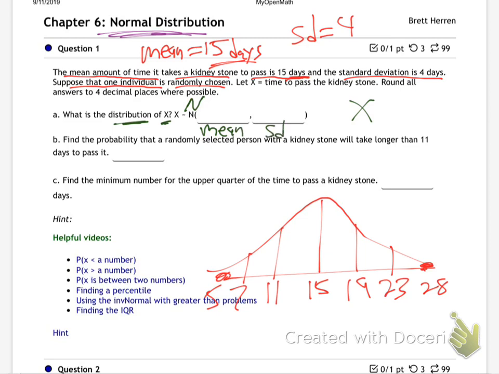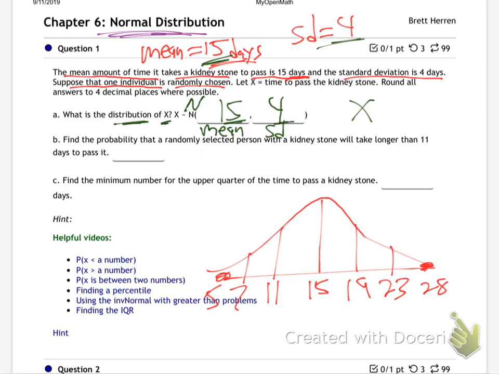The middle of the bell curve, that's the mean. And then the average distance from the middle. So the mean is 15 and the standard deviation. You just grab those numbers and pop them in. That's all you do in part A. We're just saying it's a normal distribution whose middle is 15 and average distance from the middle is 4. Standard deviation is 4.